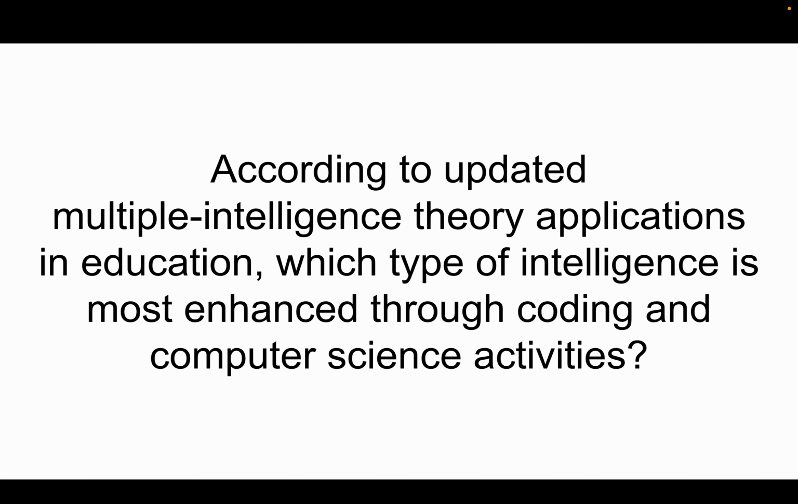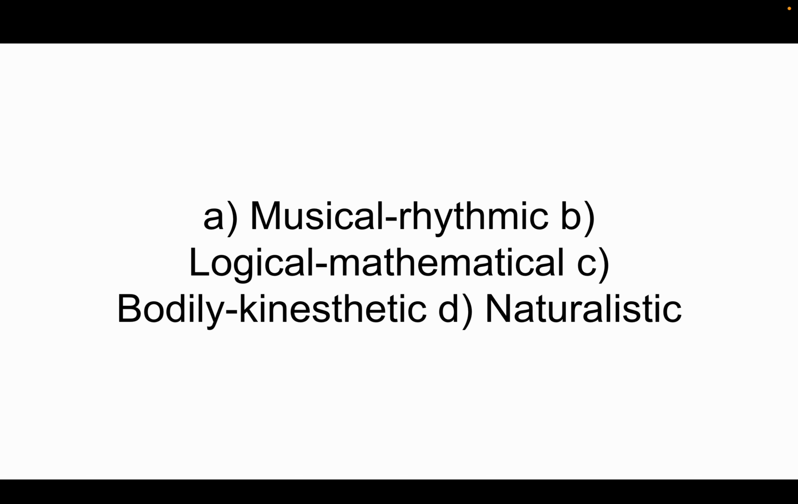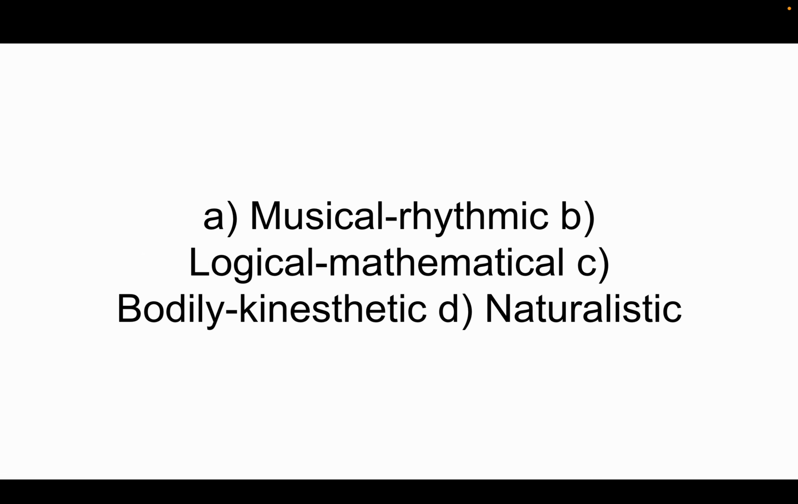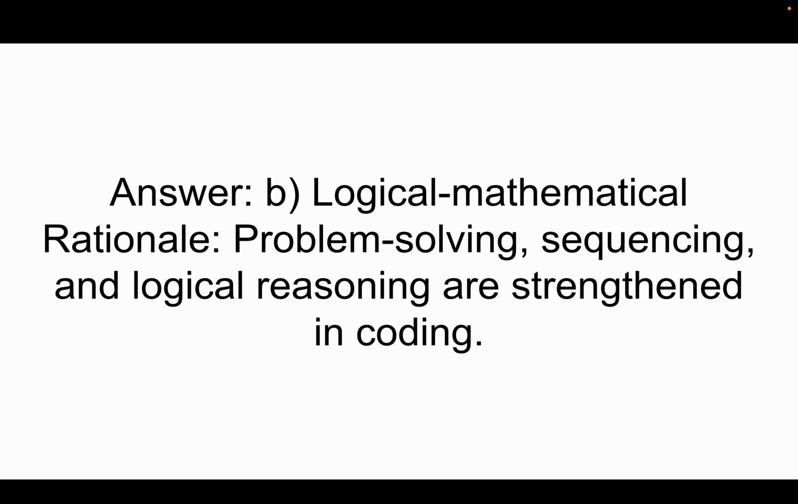Okay, according to updated multiple intelligence theory applications in education, which type of intelligence is most enhanced through coding and computer science activity? A. Musical rhythmic. B. Logical mathematical. C. Bodily kinesthetic. Or D. Naturalistic. Again, which type of intelligence is most enhanced through coding and computer science activity? Answer is letter B. Logical mathematical. Problem solving, sequencing, and logical reasoning are strengthened in coding.